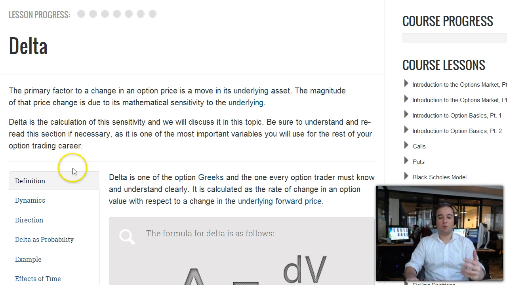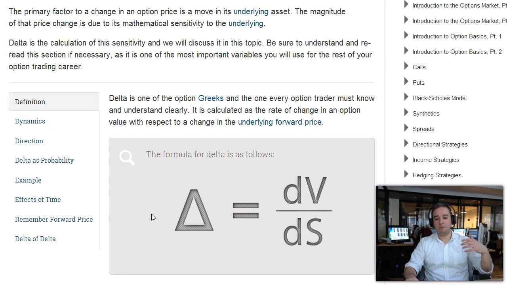So you're going to want to run through what delta is. You're going to be using this on a day-to-day basis, so I suggest taking a lot of time and reading through this and understanding what delta really is so you can use that and apply that on a day-to-day basis for your option trading.